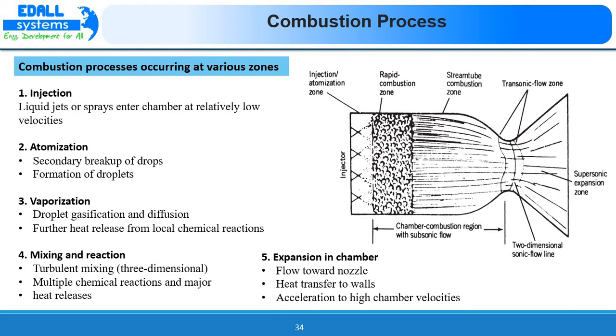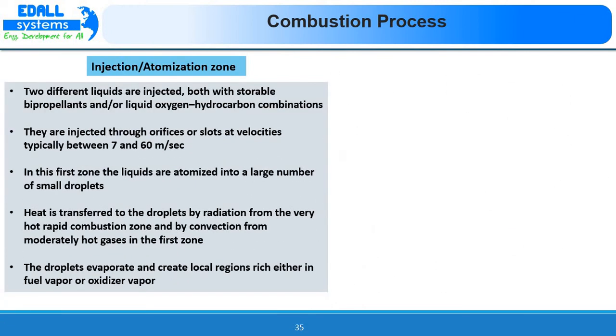We'll discuss how these processes happen in each of these zones. The first zone is the injection atomization zone. Two different liquids are injected, both with storable bipropellants and on liquid oxygen hydrocarbon combinations. The fuel and oxidizers are injected through orifices or slots at velocities typically between 7 and 60 meters per second. The injector design has a profound influence on the combustion behavior, and some seemingly minor design changes can have a major effect on instability.